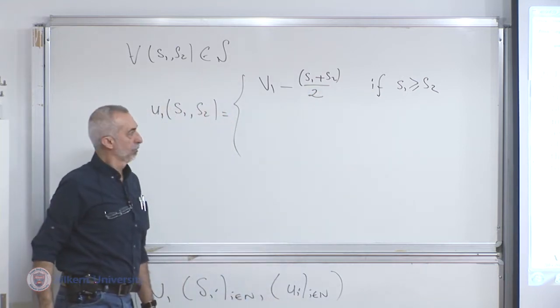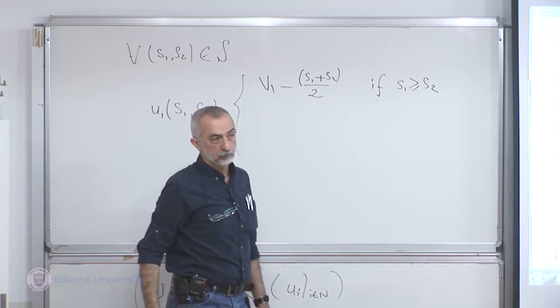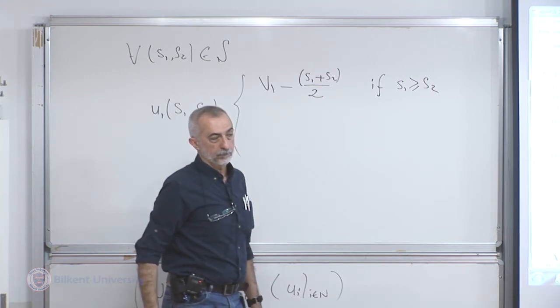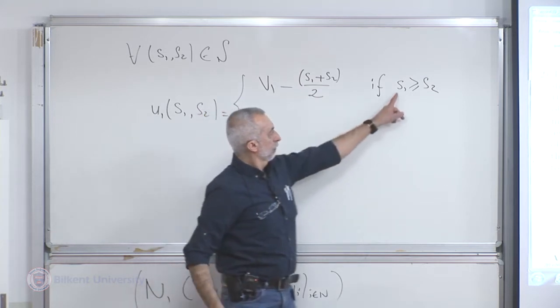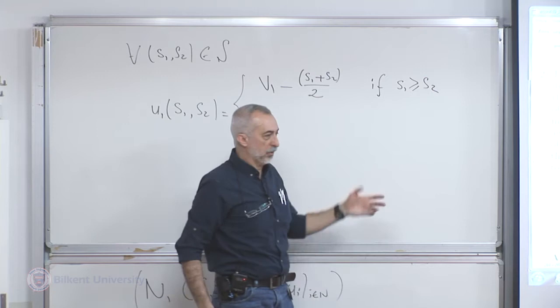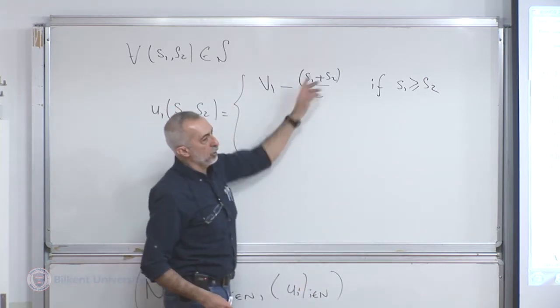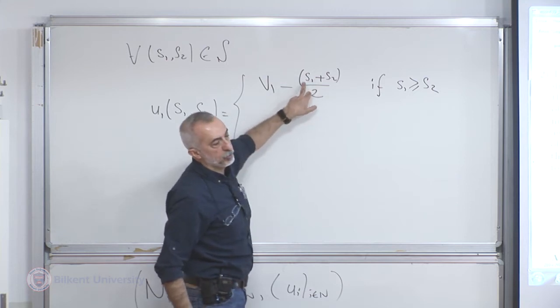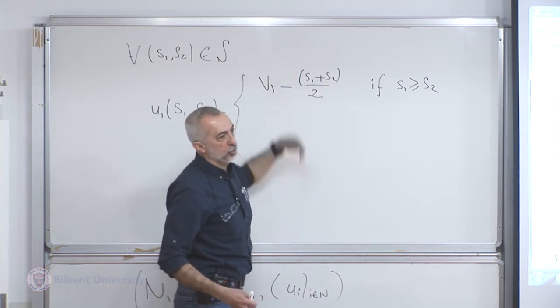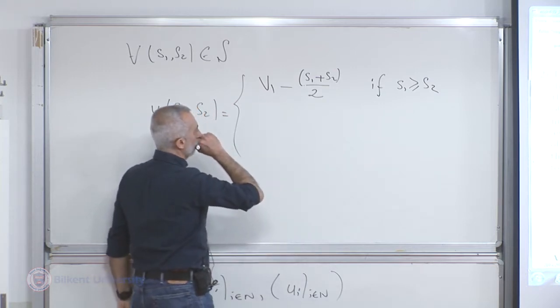But I think we should separate the equality case, because in that case, he doesn't pay the average, but he just pays his bid. Well, if S1 is equal to S2, then it will be the same thing. The average of S1 and S2 is going to be equal to S2.